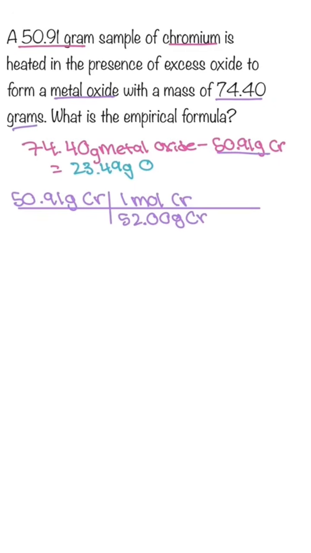Now from right to left, we're going to multiply, and from top to bottom, we're going to divide. So 50.91 times 1 is 50.91, and then divided by 52 is going to give us 0.9790. To determine the units, we're just going to see whatever we can cross out. So these two cross out, and this leaves us with 0.979 moles of chromium.